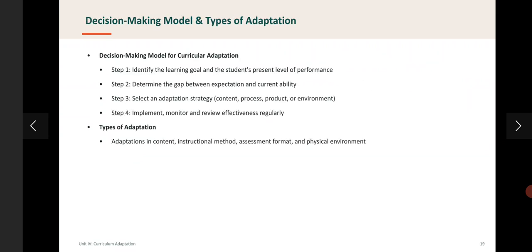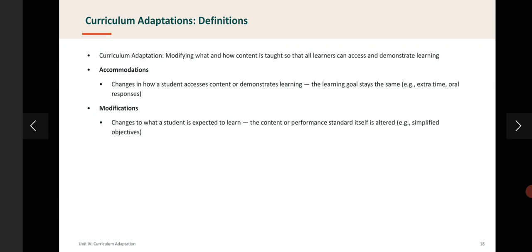Decision making model and types of adaptation. Okay, there are 4 steps in this decision making model. The 4 steps are given here. Before that, we did see curriculum adaptation. There, Dr. Girish has given one definition. Let us look into it and then come to this decision making model and types of adaptation.